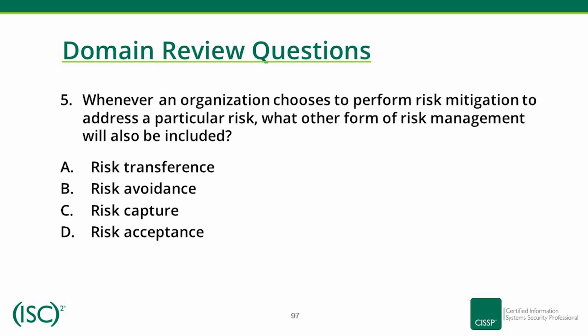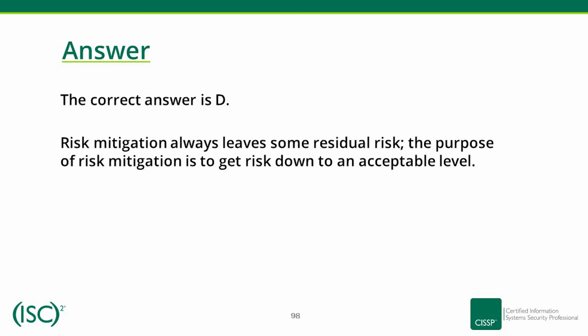Domain Review Questions. 5. Whenever an organization chooses to perform risk mitigation to address a particular risk, what other form of risk management will also be included? A. Risk transference. B. Risk avoidance. C. Risk capture. D. Risk acceptance. Answer. The correct answer is D. Risk mitigation always leaves some residual risk. The purpose of risk mitigation is to get risk down to an acceptable level.